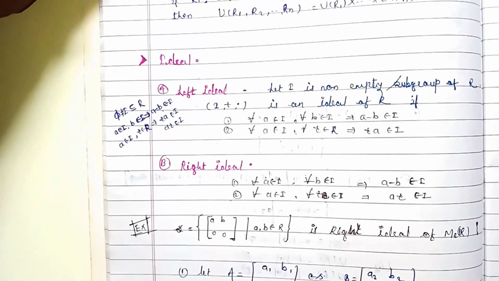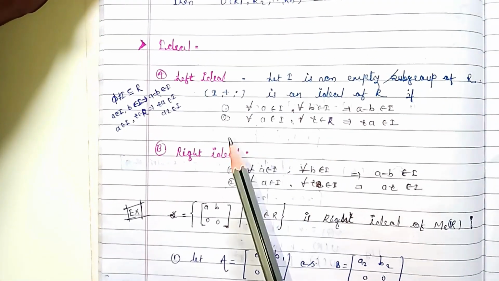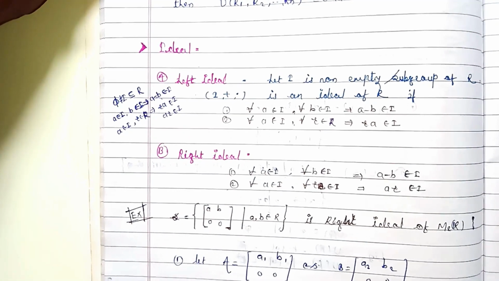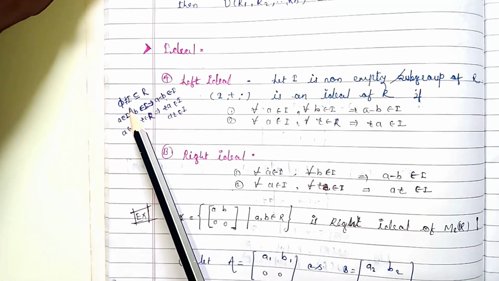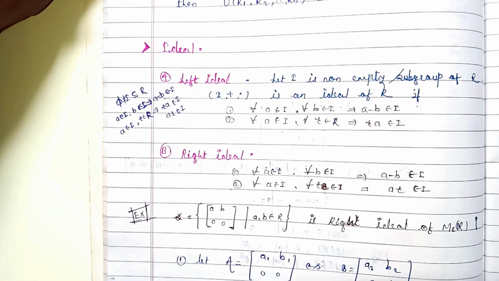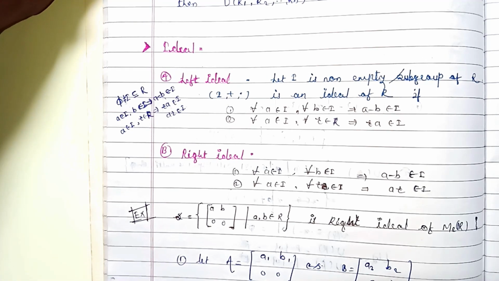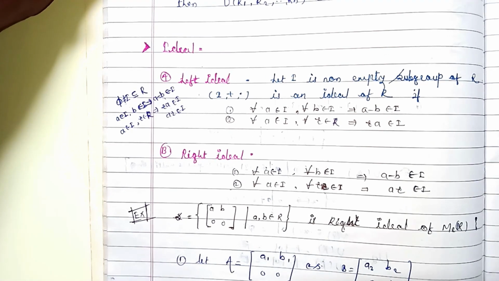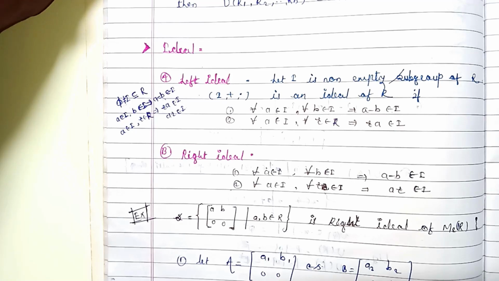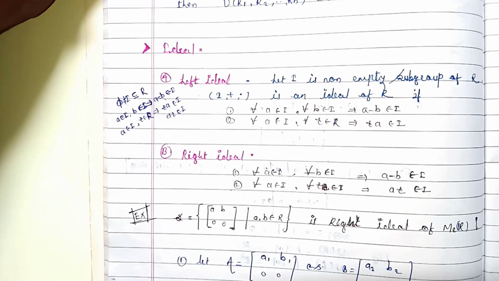So here the definition of ideal says that if we have a ring R and I is a non-empty subset of R, and for two elements which exist in I, their subtraction goes to I, and if one element is from the ideal and another from the ring, their multiplication goes to the ideal, then we say that our ring has an ideal. Generally ideals have two types, one is a left ideal and another is a right ideal. So let's start with the definition of a left ideal.